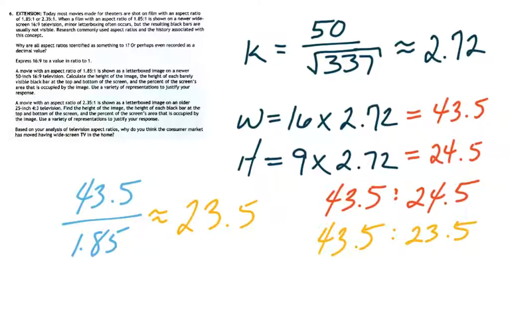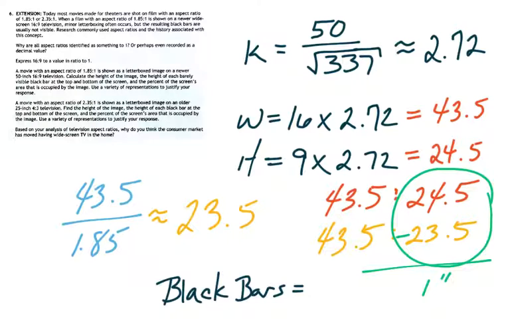Now you should be able to see that there is a difference here of 1. So when we subtract these, we get 1 inch. Well, since there are black bars on top of the image and at the bottom of the image, that means there are 2 black bars, which means the black bars each have a height of 0.5 inches, which makes them very small at the top and the bottom of the screen, filling the screen very nicely.